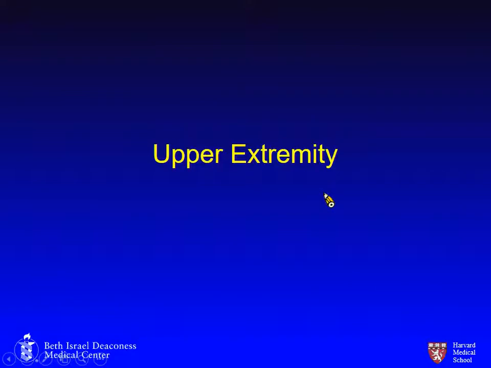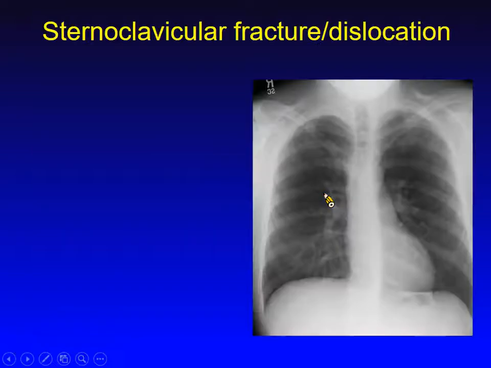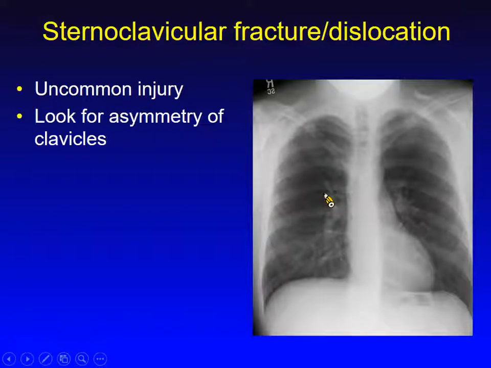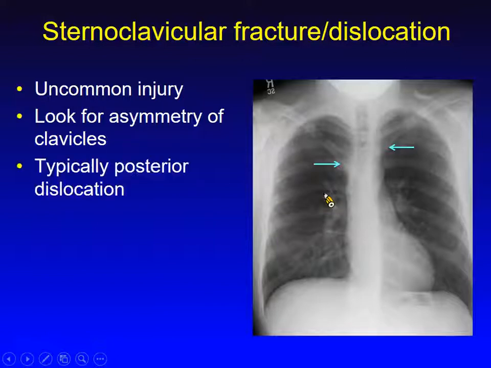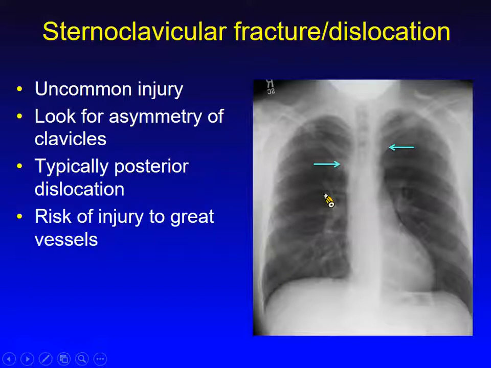All right, so now we're going to talk about some of the fractures that we miss a lot because they're very common, or because we're not suspecting them. So, sternoclavicular fracture and dislocation. It's a pretty uncommon injury, but what you want to look for is asymmetry of the clavicles, like in this case. And typically, when there's an injury there, it's a posterior dislocation because you have trauma directly to the chest that pushes the clavicular head posteriorly.